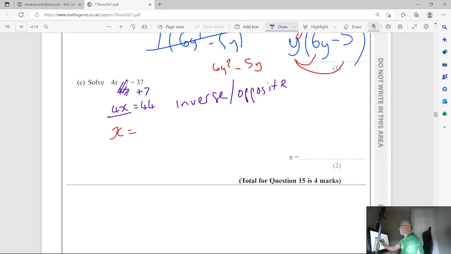So, like we did before, we're going to divide through by the coefficient, the number in front of x. So 4 divided by 4 gives me 1 lot of x. 44 divided by 4 gives me 11. So x equals 11.